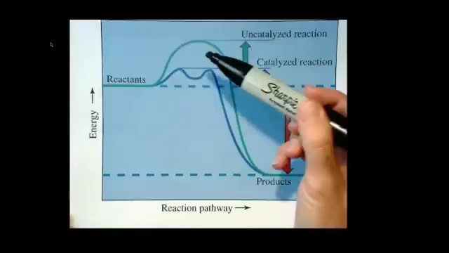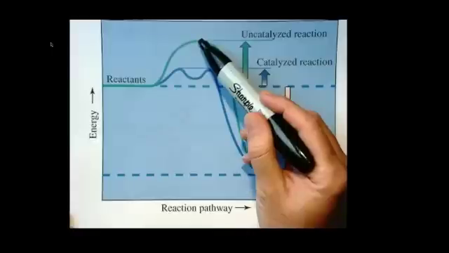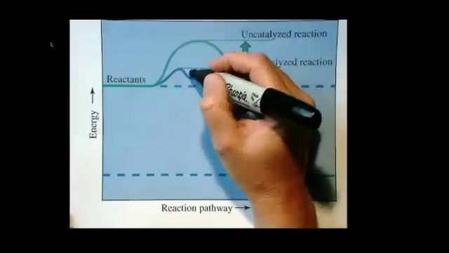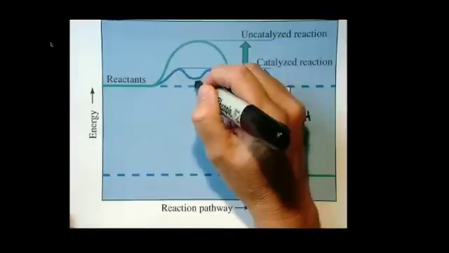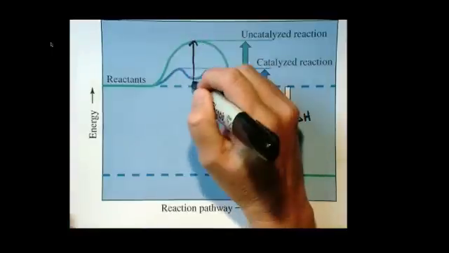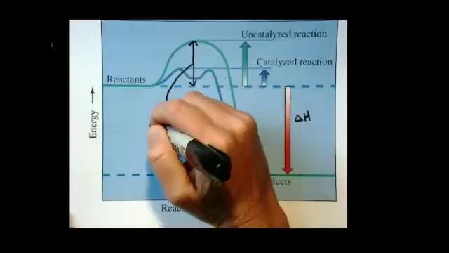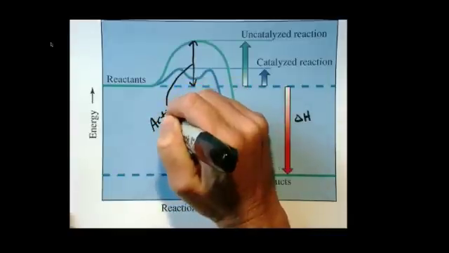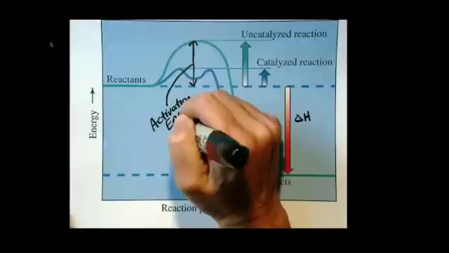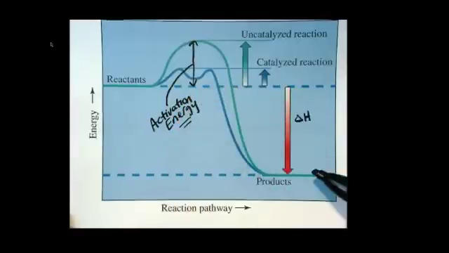So what this higher energy state is, or the amount of energy it takes to get to the top of the hill, if you will, from where the reactants start, this distance right here, this energy distance, is called the activation energy. And as it turns out, most reactions need to pass through the activation energy before they make it to the products.